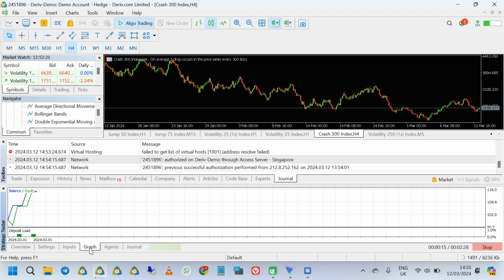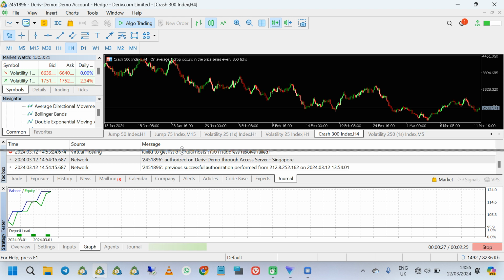Now you can see it's already progressing. It's not complete. When it's complete, we are going to go to inputs if you know how to actually run it. So we're going to actually monitor from inputs. But for now, we're going to monitor from here.